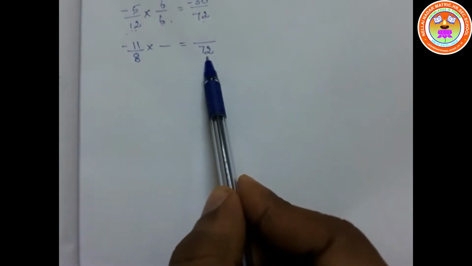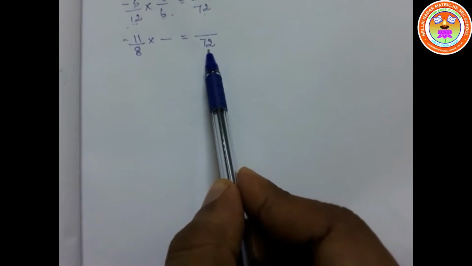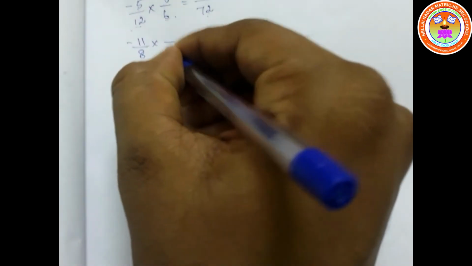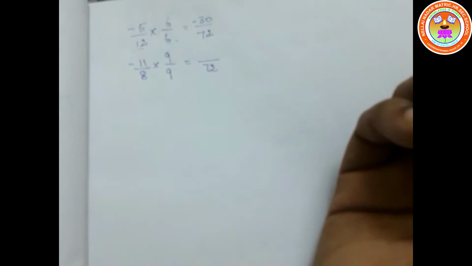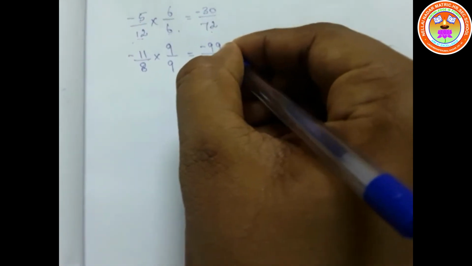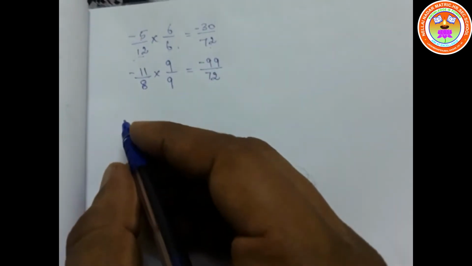Yeah, what number do we have to multiply with 8 to get 72? Yes, very good, 9. The same number we multiply in the numerator also. 11 9s are 99, minus 99. Shall we go for the next sum?